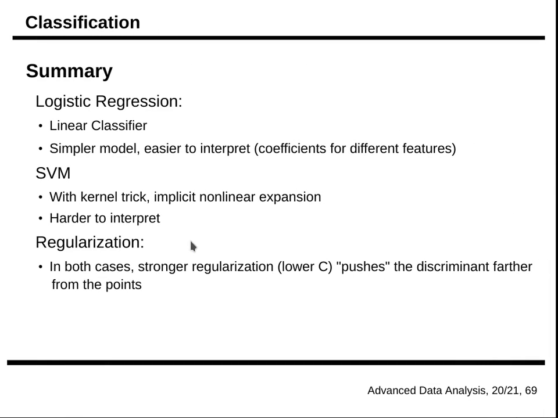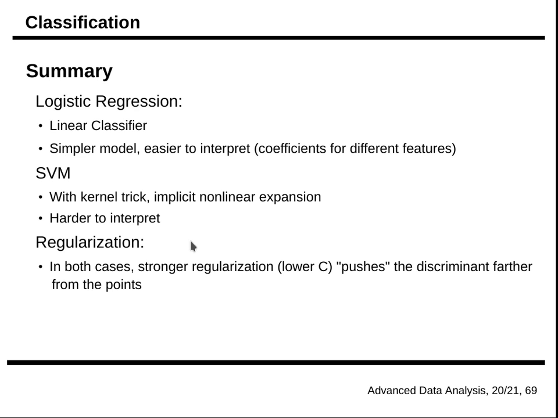Okay, so to sum up, we saw logistic regression. This is a linear classifier because even though we are computing a regression to the probabilities of belonging to each class, which is a continuous value, we then use a threshold on the probabilities to split the space where our data lies into different regions to classify. This is a simpler model because it's a linear model, and it's easier to interpret than support vector machines with the kernel trick because you have one coefficient for each feature, and you can even get an estimate of how important each feature is for classification and so on.